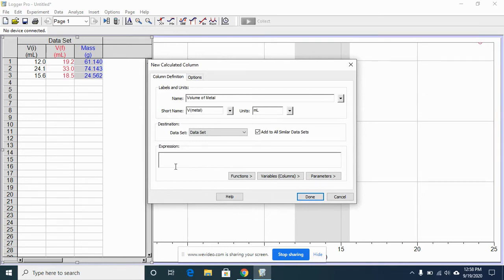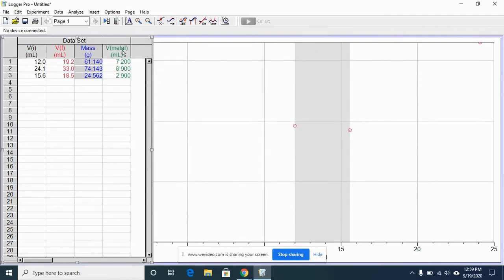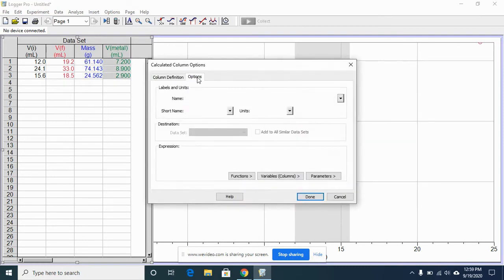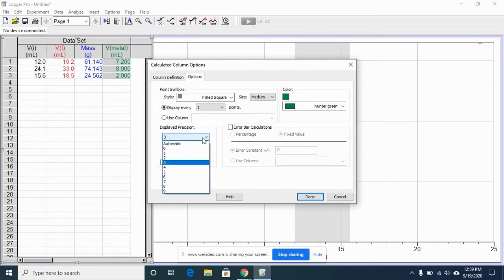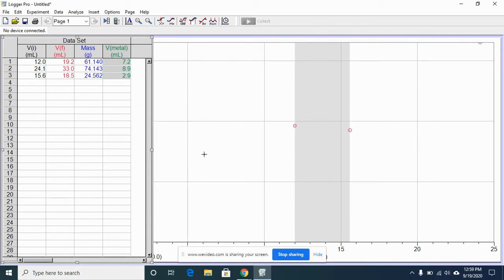Now, when you do a calculated column, the expression is the calculation you want it to do. And you're going to use variables to refer to different columns. So we're going to say that we want the variable to be the final volume minus the initial volume. We'll hit done. You can see that it calculates the volumes here. We want to reformat that because according to sig fig rules, it should only be going to 1 decimal place.